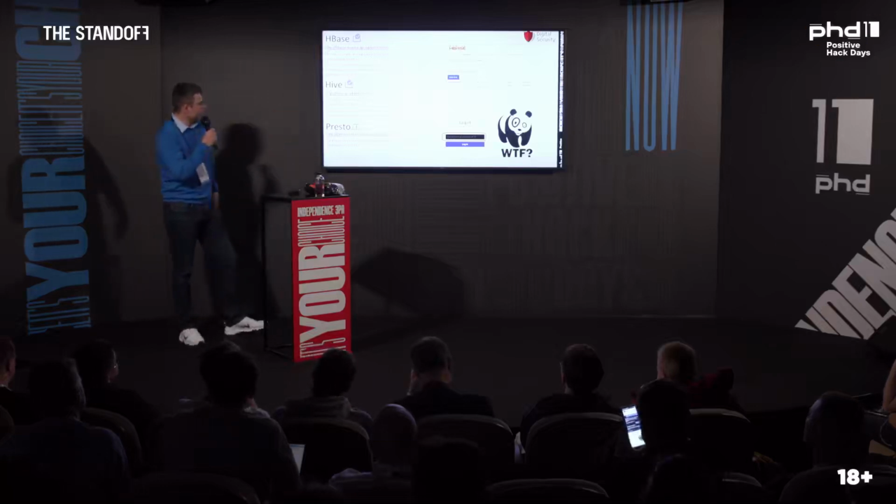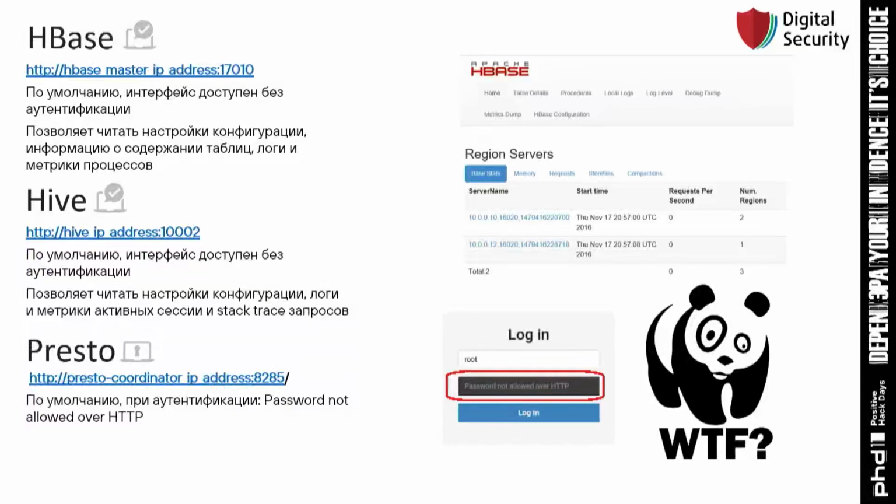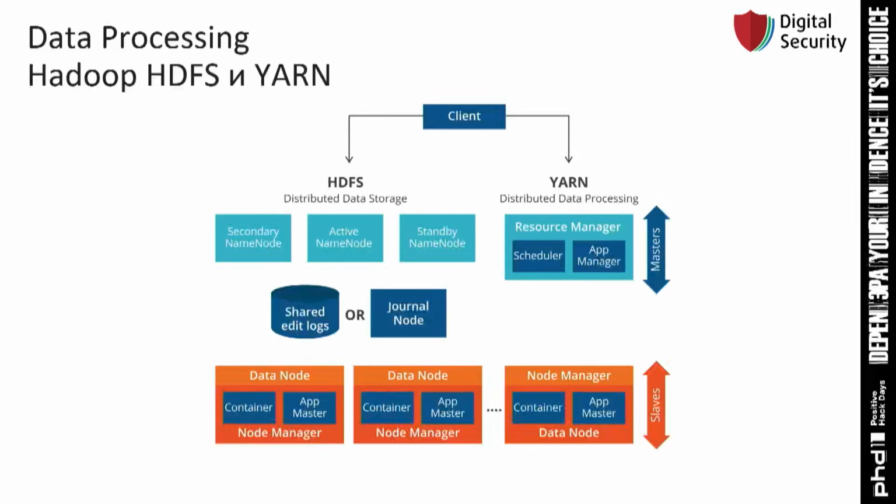Let me read it. So here we have this login, and we have this username, and where we have this password, we get this inscription: "password not allowed over HTTP". And I was looking like this panda, like, what the hell is going on? And it runs very smoothly by default. And more interesting information follows. Just take a look.